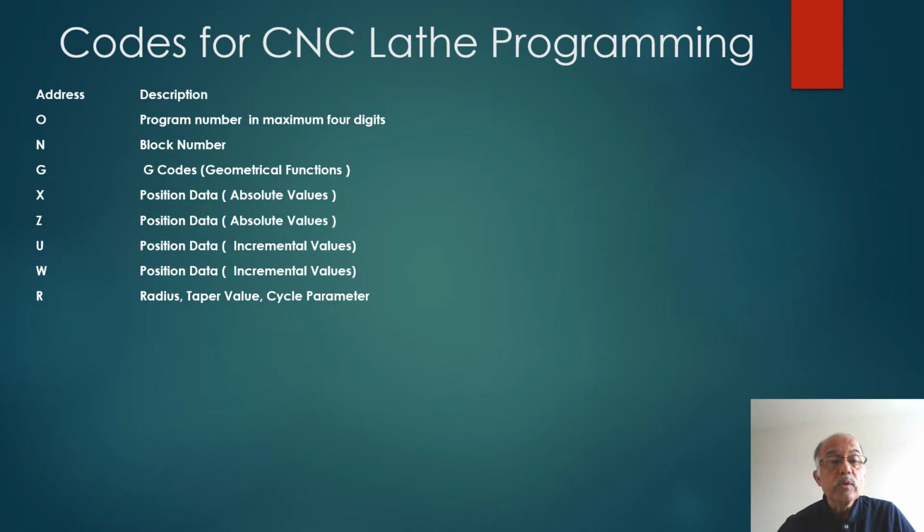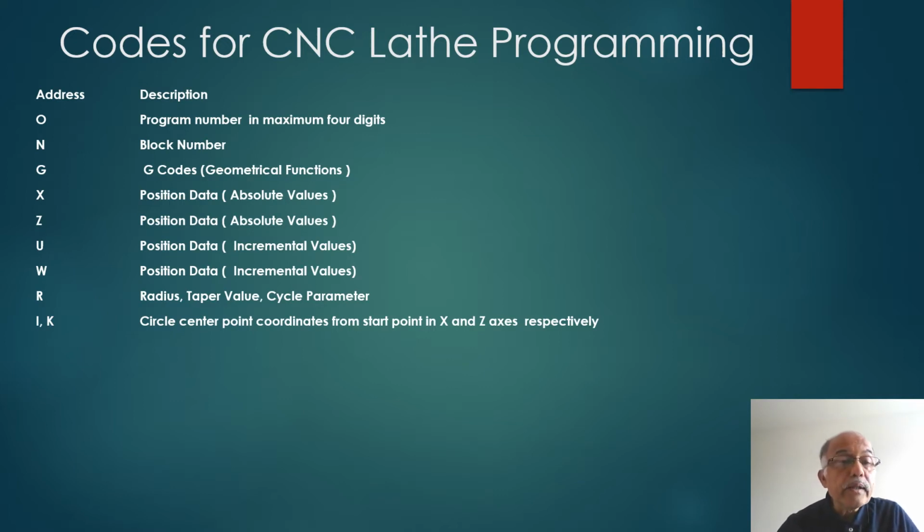R is the radius value. In addition to this, the R parameter is also used in different CAN cycles which are used in CNC lathe programming. We can define the radius by giving the R parameter, that is the radius value, or we can define the coordinates of the center point of the radius. So I is the center point coordinate from the start point in the X-axis. K is the distance of the center point from the start point of the arc in the Z-axis. F is feed rate. In some cycles, that is in the threading cycle, the F parameter is used to define the thread pitch.